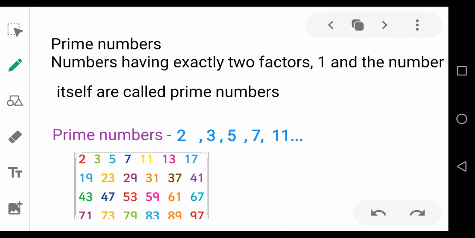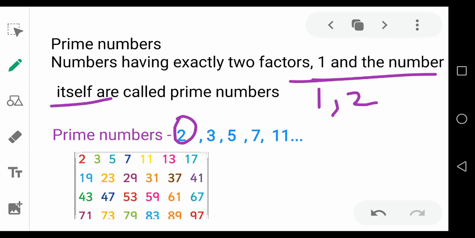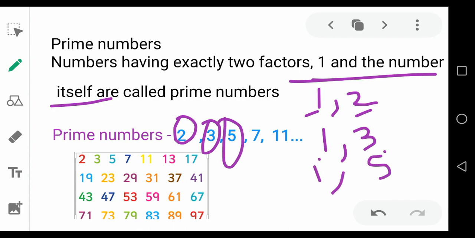Numbers having exactly 2 factors. Which are the 2 factors here? 1 and the number itself. So considering the number 2, 1 and 2 are the 2 factors. So 1 and the number itself. 3, what are the factors? 1 and 3. So 1 and the number itself. 5, 1 and 5. So numbers having exactly 2 factors, that is 1 and the number itself, are called prime numbers. So here we have the list of prime numbers: 2, 3, 5, 7, 11, 13, 17. It will go on like that. Okay, so they are prime numbers.